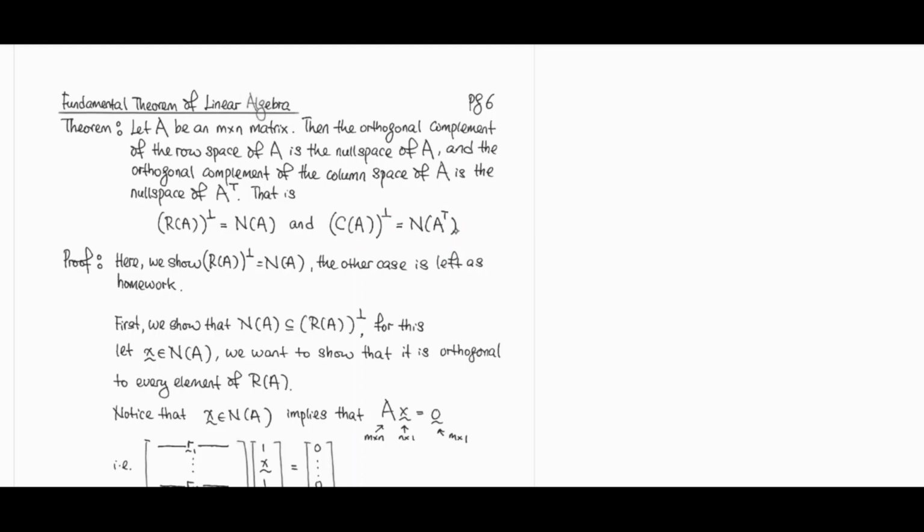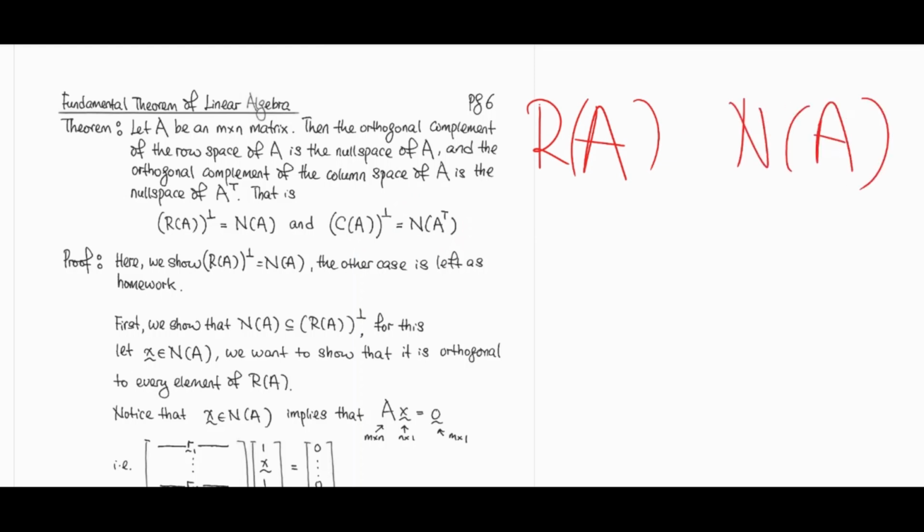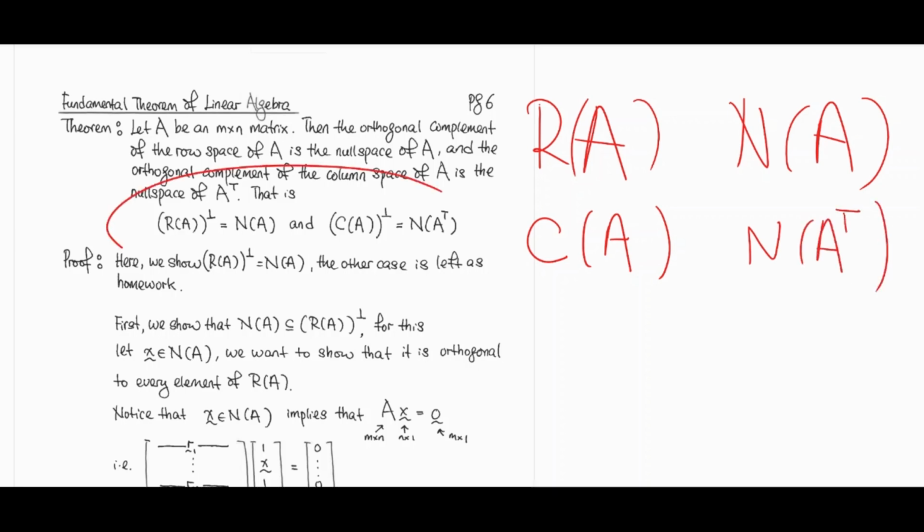All right, so they are trying to tell you that the row space of A and the null space of A are related. They have a relationship between these two vector spaces, and also there's a relationship between the column space of A and the null space of A transpose. And what is their relationship? These are their relationships. Now, before we prove them, let me remind you of one of the facts that we learned from the previous video.